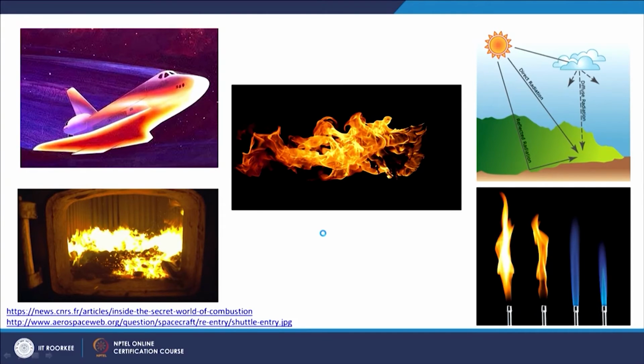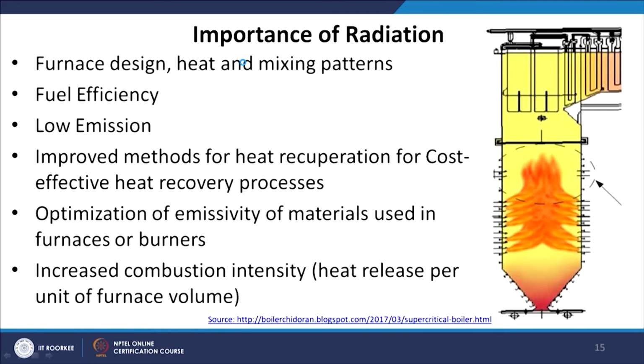So, these are some images to understand the importance of radiation. We have fire, then furnaces, then flames, and you see that flames of different colors appear as a result of different gases that radiate within these flames, then solar energy, solar radiation, and then this is the space shuttle. In the space shuttle there is a very high temperature that makes it radiate a significant amount of energy.